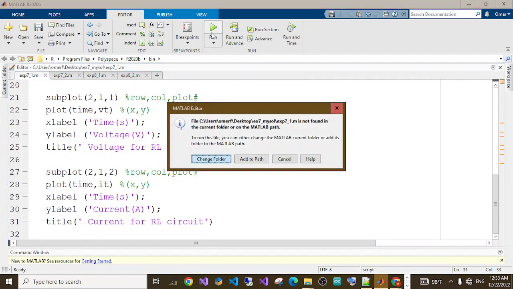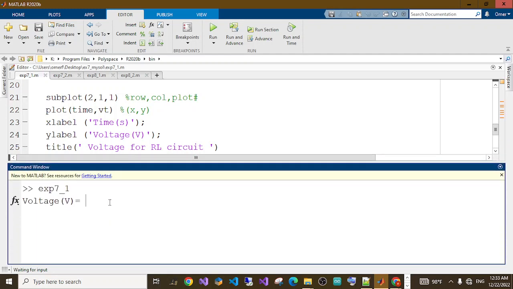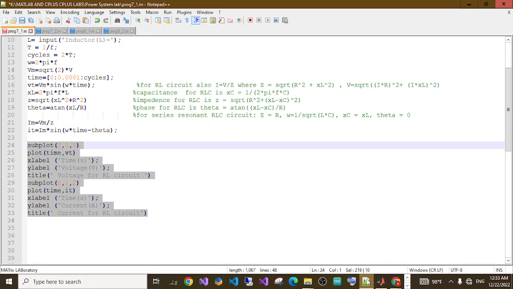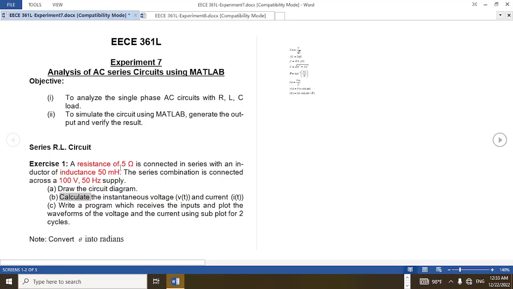When we run it, we get the two plots, add to path. We get the plots for the voltage. It's processing because it's waiting for input. Yes, we forgot to do this. So go back to the question and see what you have. The values are 5 ohms, 50, 100, 50.